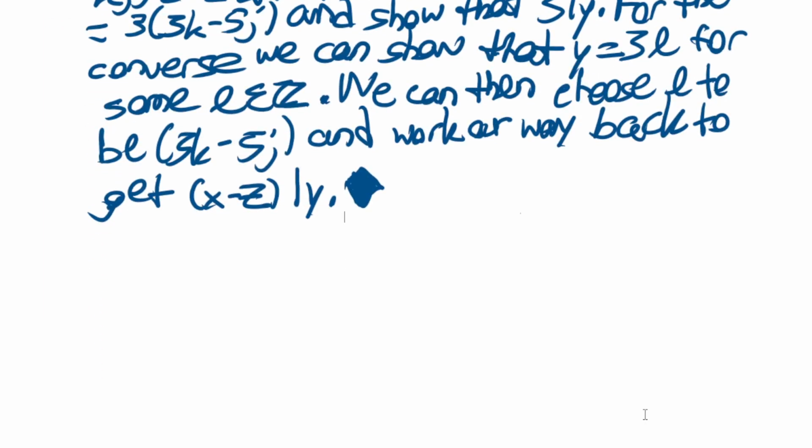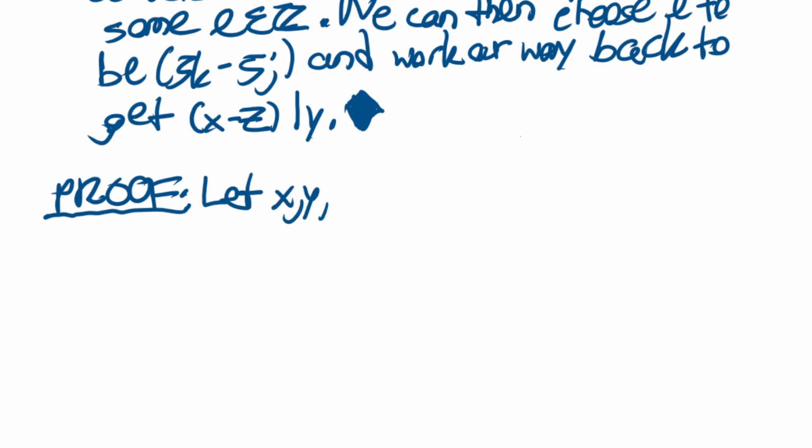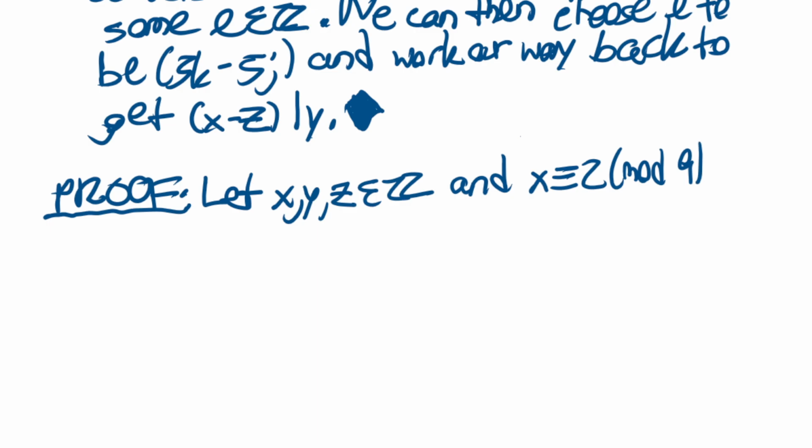All right, so let's begin writing our proof. Let x, y, z be integers, and x be congruent to 2 modulus 9, and z equals 2 modulus 15.